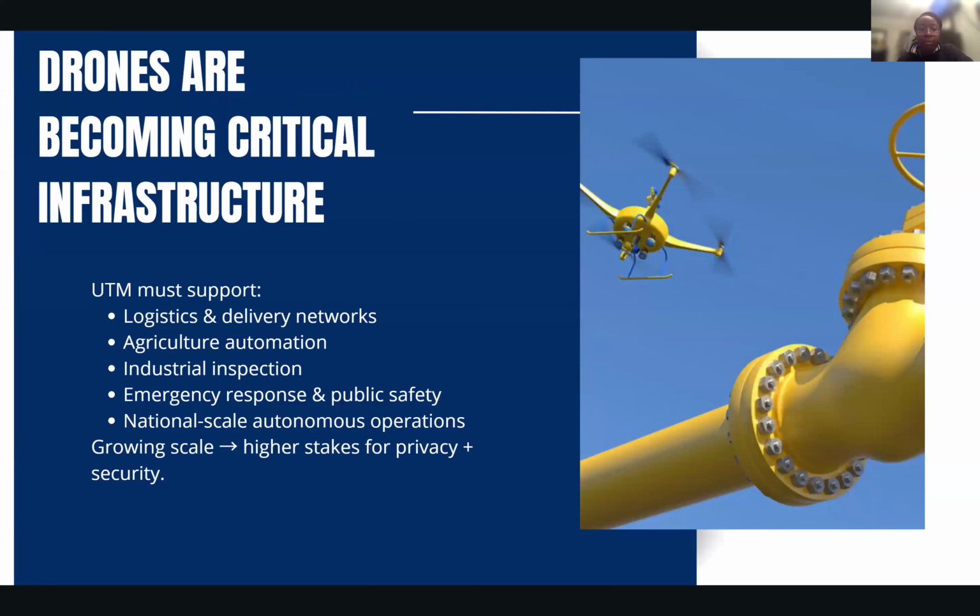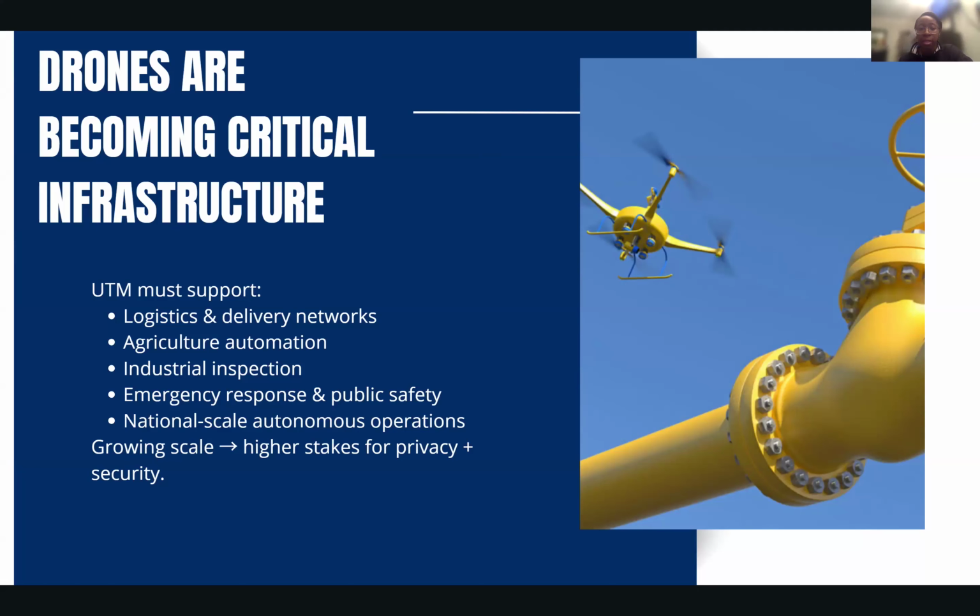Next slide. This isn't just a niche issue because drones are quickly becoming critical infrastructure tools, not just gadgets. UTM has to support logistics and delivery like packages or medical supplies, agricultural automation and crop monitoring, industrial inspection of pipelines, power lines, and other assets, emergency response and public safety missions, and in the future, large-scale autonomous drone operations.